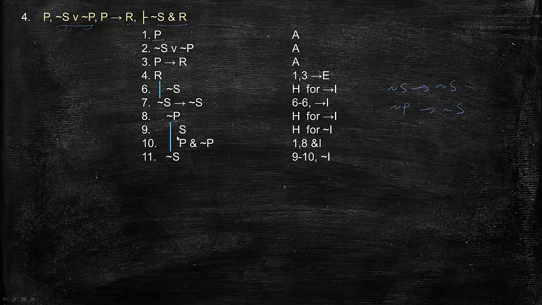Okay, so now just sort of stop and take stock. What have you achieved here? You've got if not P, then not S. So you can now discharge your hypothesis for conditional introduction, right? If not P, then not S, and drop your line by 8 through 11 and conditional introduction.